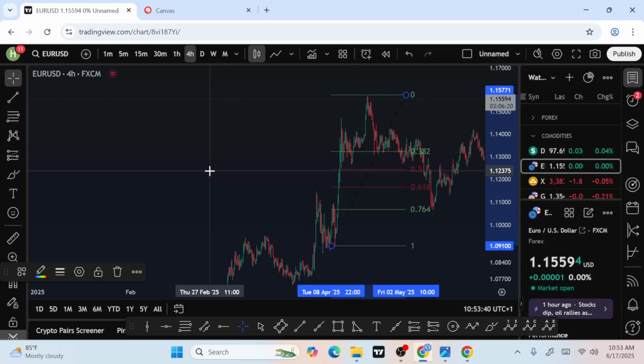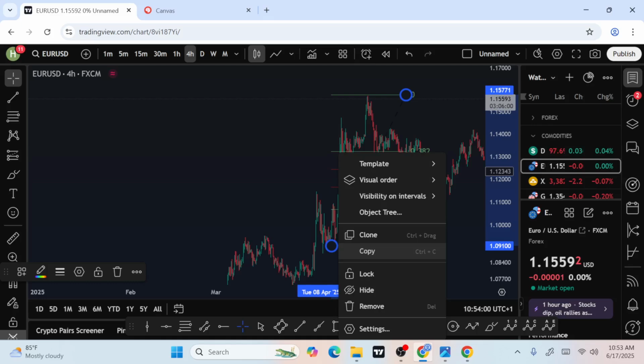Not in the ranging market. In addition to it, I said Fibonacci is mainly for our entry, just to get your entry. Like in this kind of situation here, you can see this impulsive move started from this side, then you got it to this level.